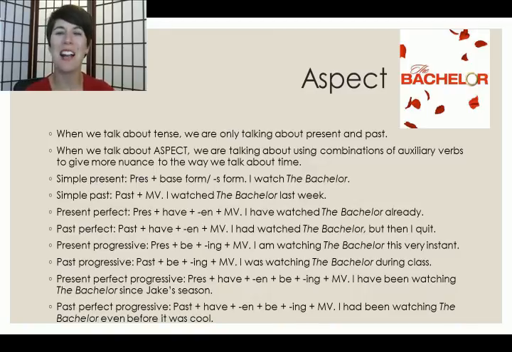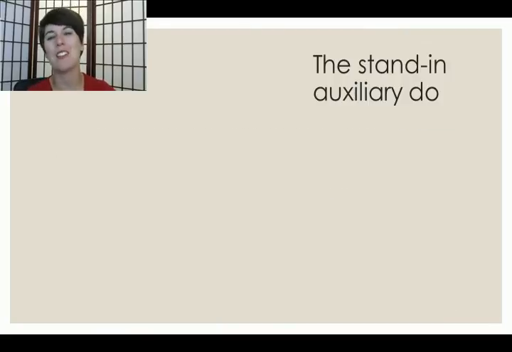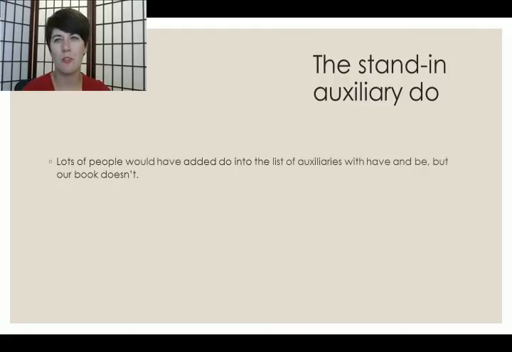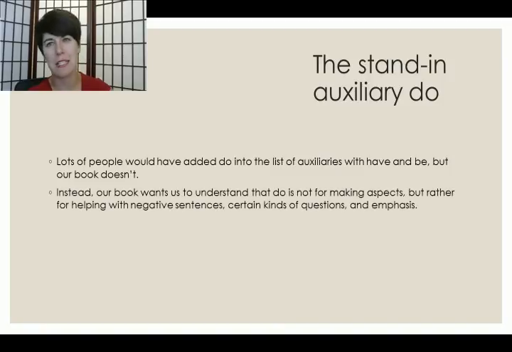Just a few more concepts to help us understand how verb strings work. We also have this thing called the stand-in auxiliary do. Lots of people would have put this on the list of auxiliaries with have and be, but our book doesn't, and that's because the stand-in auxiliary do isn't for making aspects really. It's for helping with specific kinds of sentences. Negative sentences, certain kinds of questions, and adding emphasis.